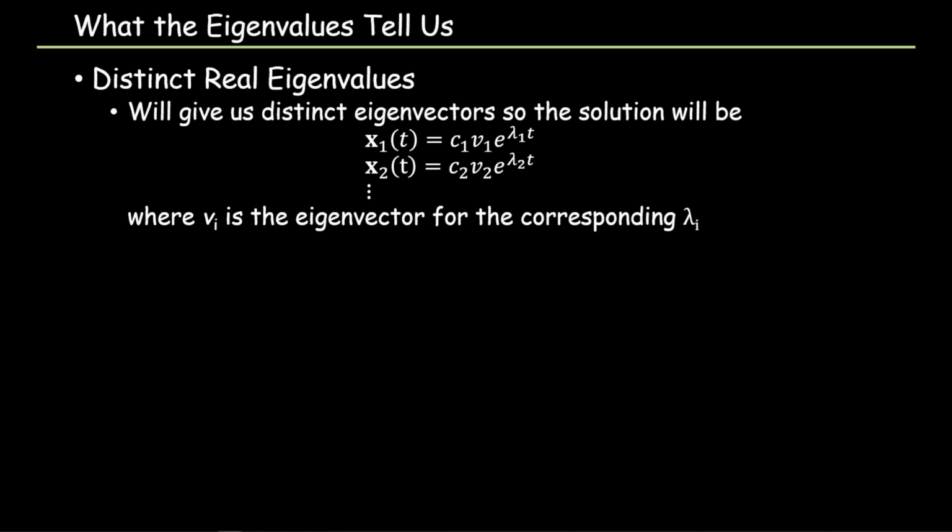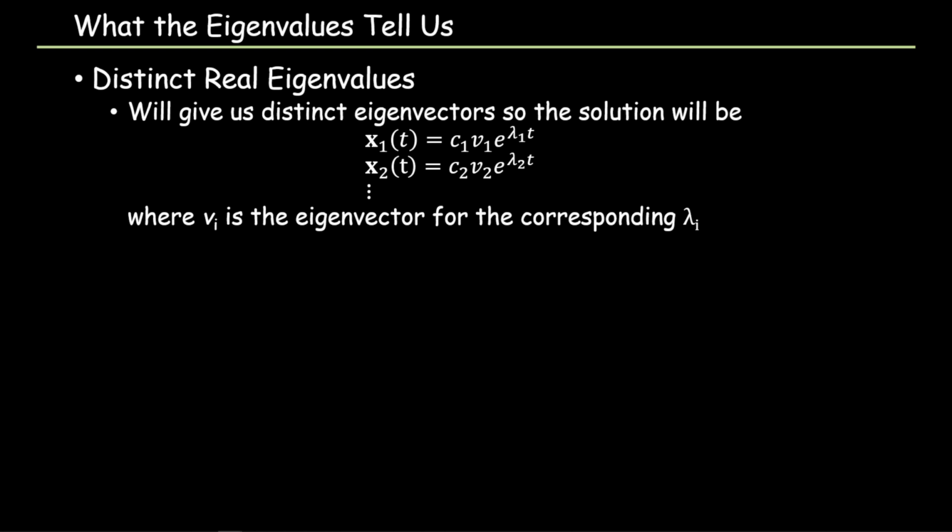This is just regular numbers, nothing out of the usual. This will give us a solution of C1 v1 e to the lambda 1 t. Then the second solution will be the same thing, but with a different v and a different lambda, where vi is the eigenvector for the corresponding lambda i. Once you find the eigenvalues, you have to find the corresponding eigenvectors, and those will be your solution.